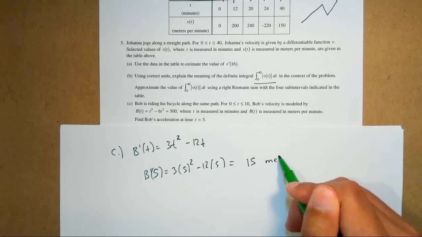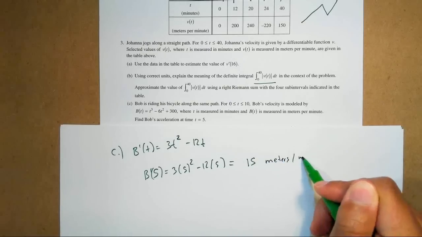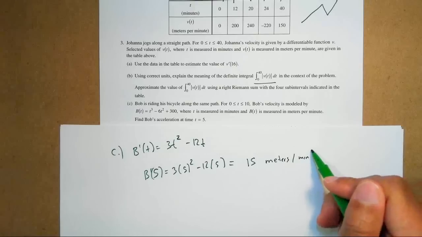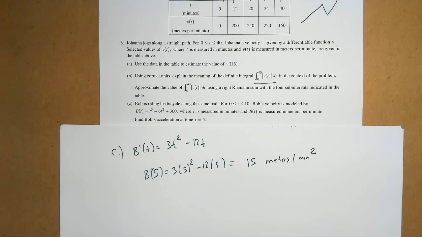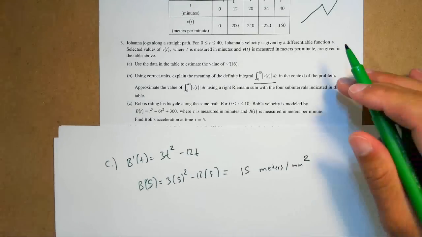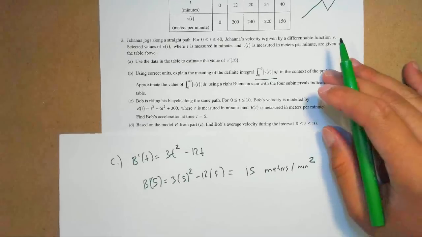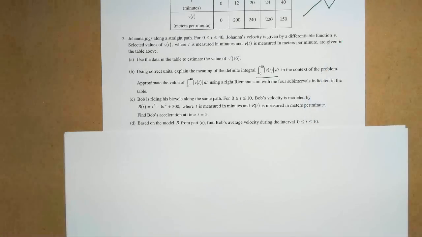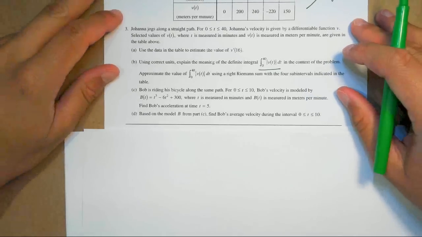Meters per minute, except what? It's acceleration, so it's squared. And that's C. And C was a value of 2 points. One for the answer, one for the derivative. And then the last part of this question.